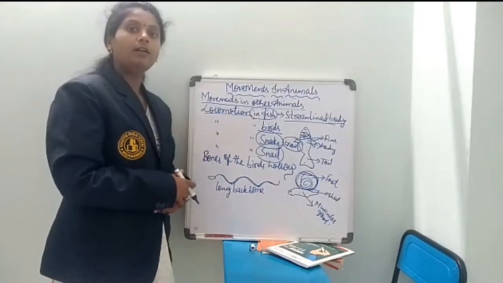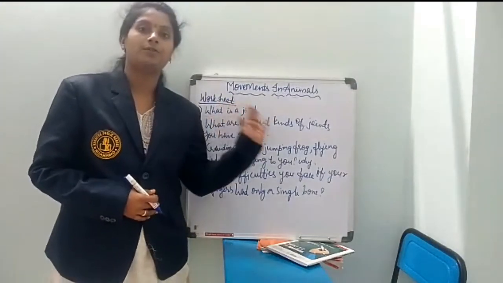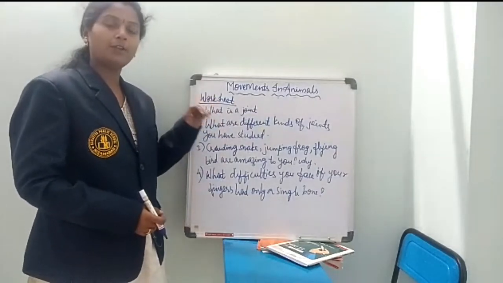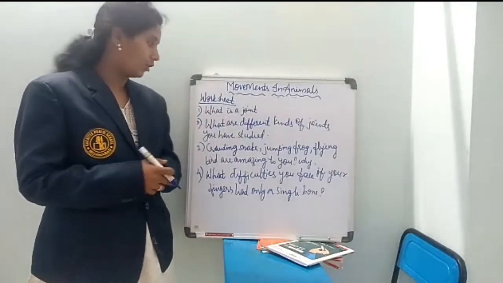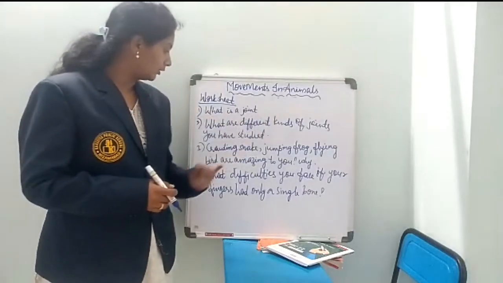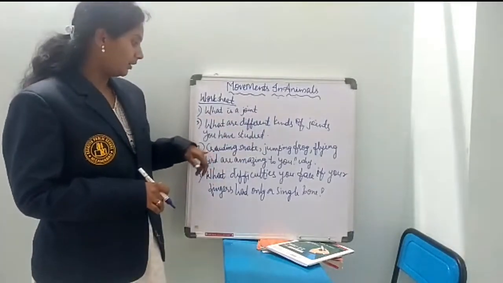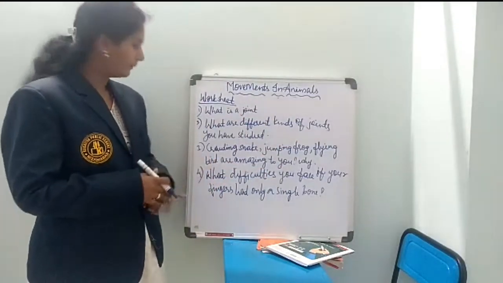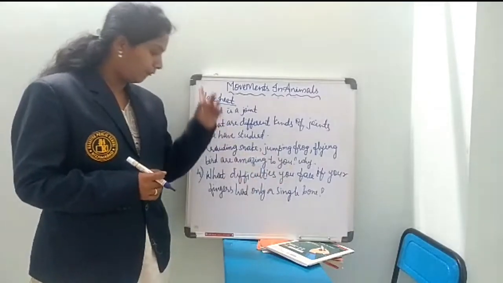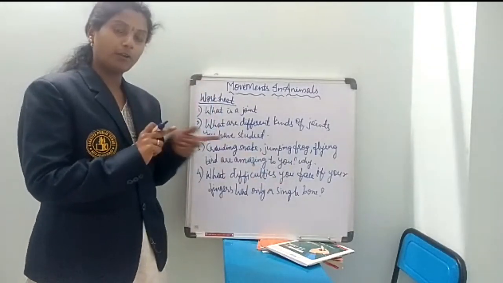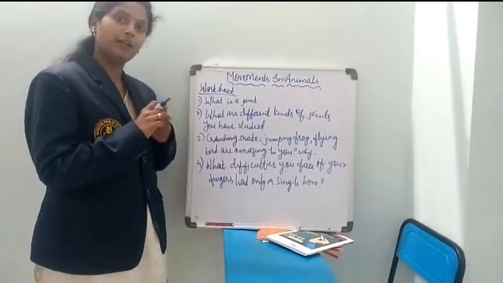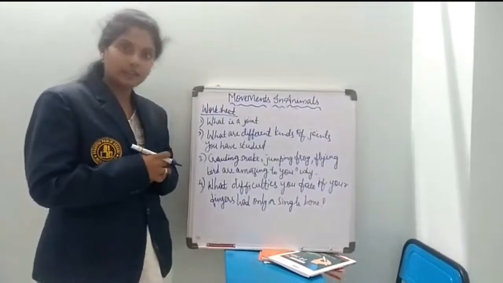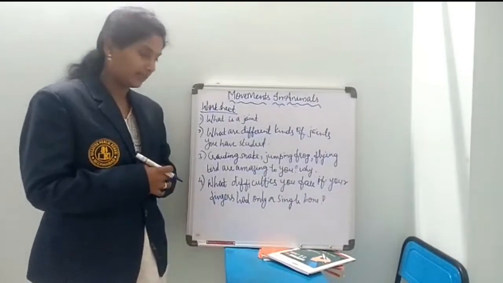Okay, now we'll go with the worksheet. Here comes the worksheet of part 2, movements in animals. As we started this part 2 with joints, what is a joint? And what are the different kinds of joints you have studied? Crawling snake, jumping frog, flying bird are amazing to you. Why? What difficulties would you face if your fingers had only a single bone? That means if there is no joint in your finger, what happens? What difficulties will you face? That should be written as an answer.